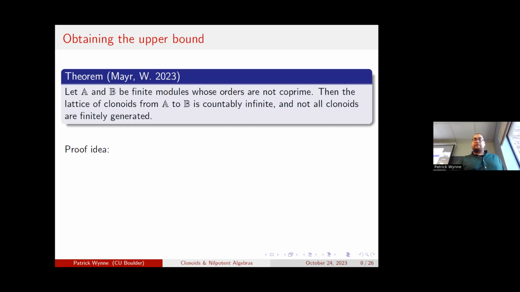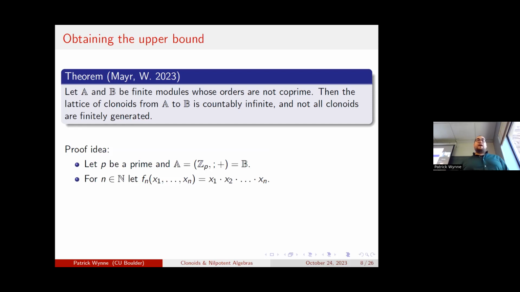So I'll sketch the proof for just the case where A and B are the integers modulo p, and I should mention that this proof for the integers mod p was originally proven by Sebastian Kreinecker, and he actually gave not just that there are some non-finitely generated clonoids, but actually that there are infinitely many. So I'll just give one example of an infinite chain of clonoids here. If p is a prime, and we have the integers mod p as our module A and our module B as well, then we can consider the function that just takes the product. So (x1, ..., xn) maps to the product of x1 through xn, where this is just our normal product in Z_p.